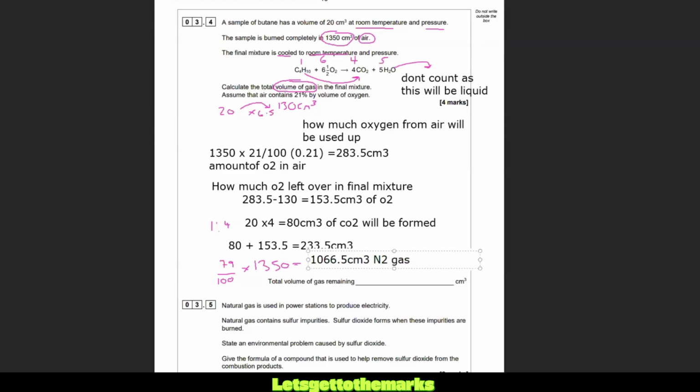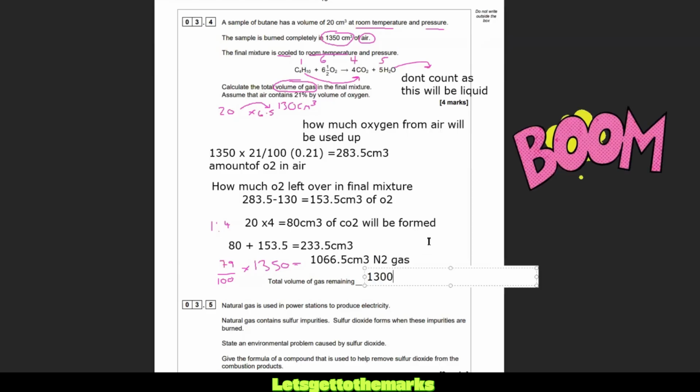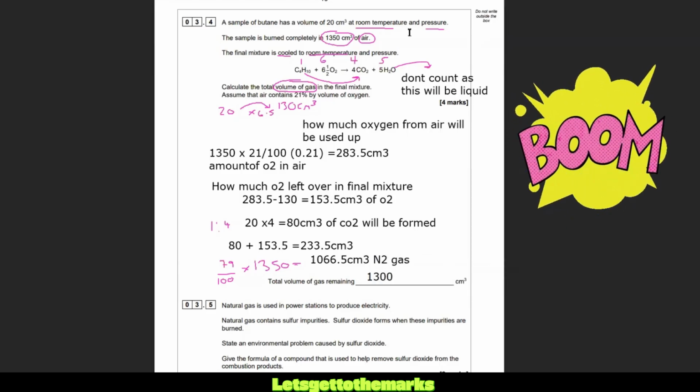So we're going to whack those two together, add them together, and what we're going to find, add 233.5, and that equals 1300. Boom! Yeah, love it. All right, nice one, guys.